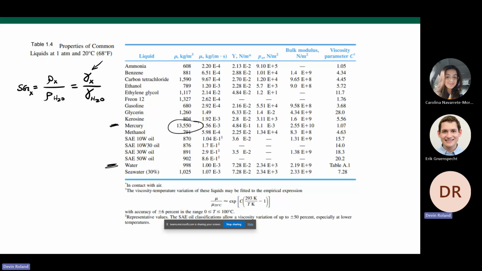And that's because these gamma terms are rho g. And so you can cancel the g, and it's that same ratio of density.